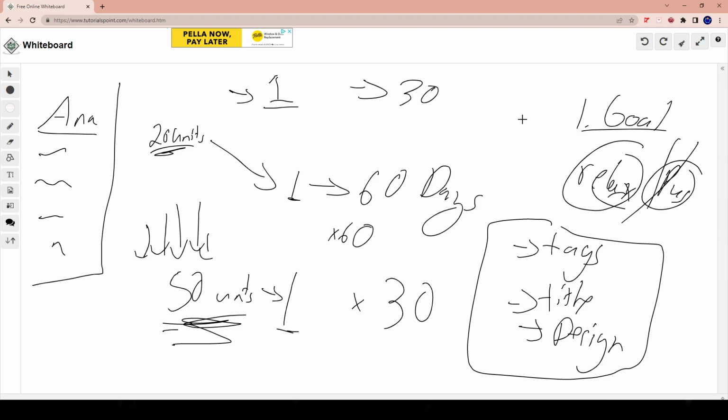For some people, it might be every other day. For some people, it might be $50 a month. For some people, it might be $100. For some people, it might be $10 a month. It's just different for everybody, right?